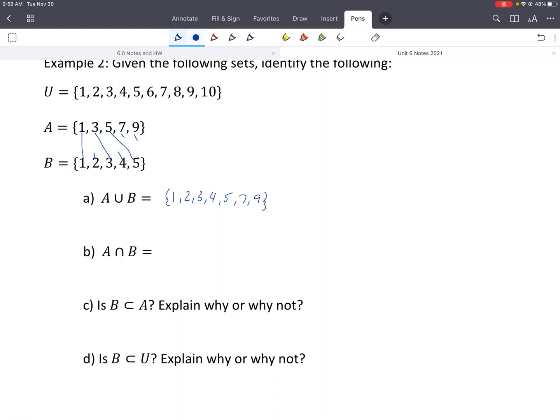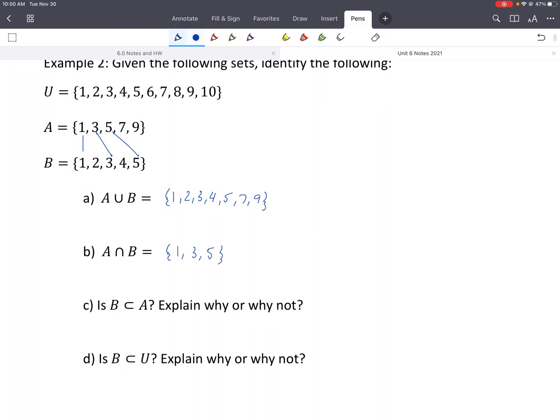And then, again, we don't double count. So like we had 2 1s and 2 3s and 2 5s, but we wouldn't write them twice. Intersection. So what do they have in common? Those are the ones that we had that were 1, 3, and 5. So they both have 1, they both have 3, and they both have 5.